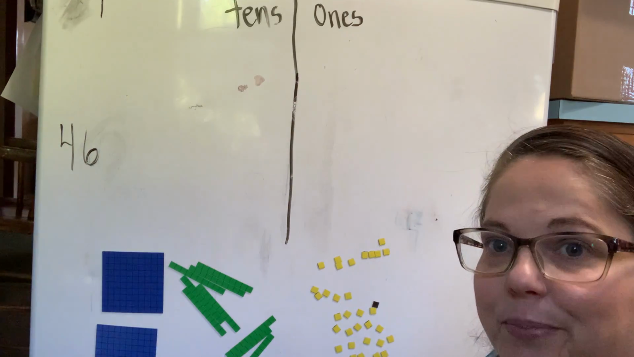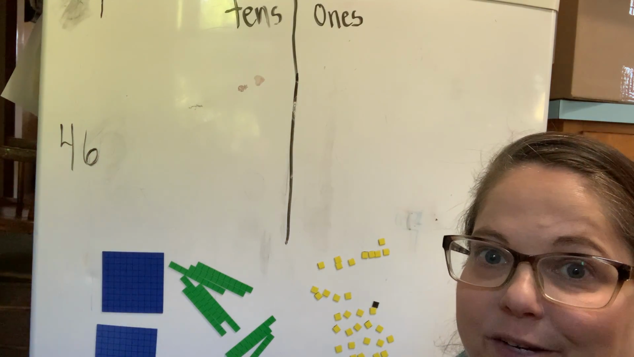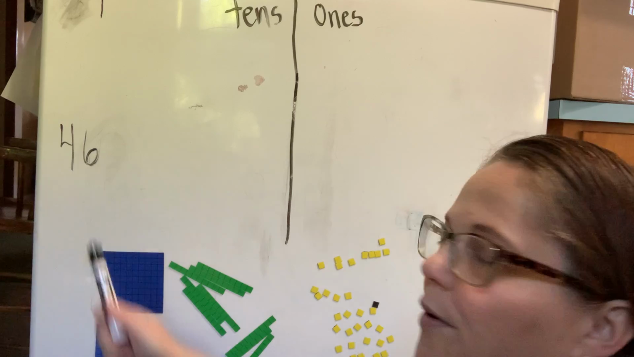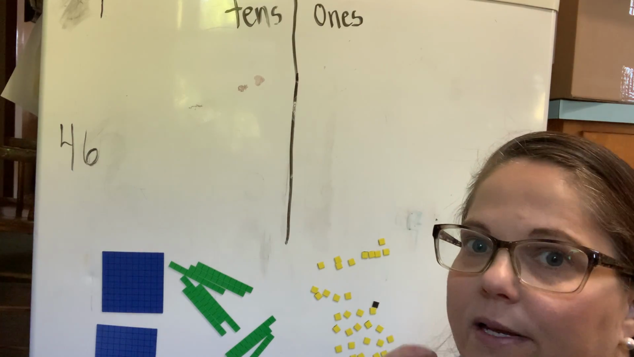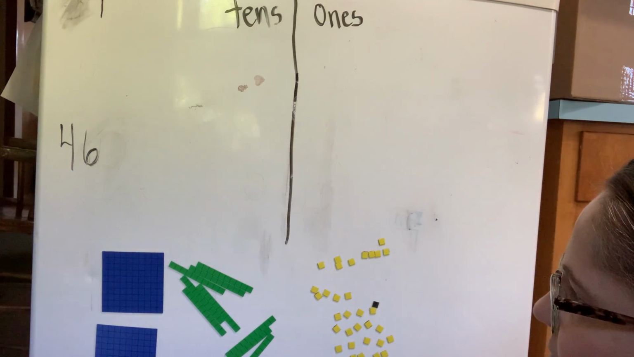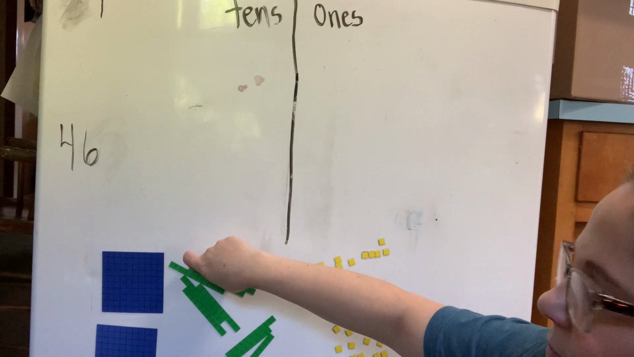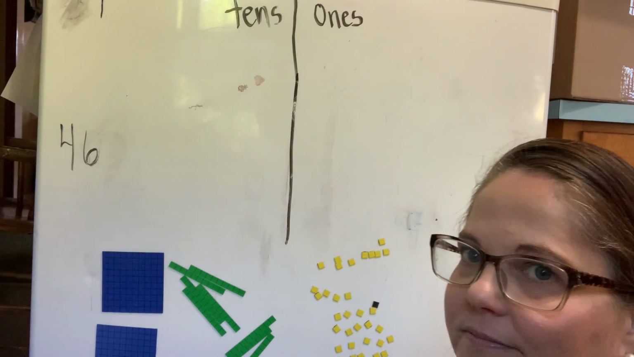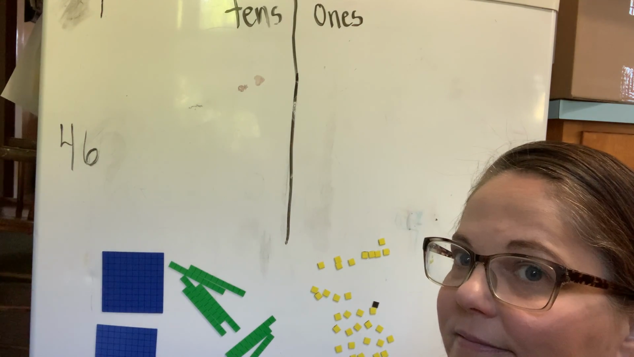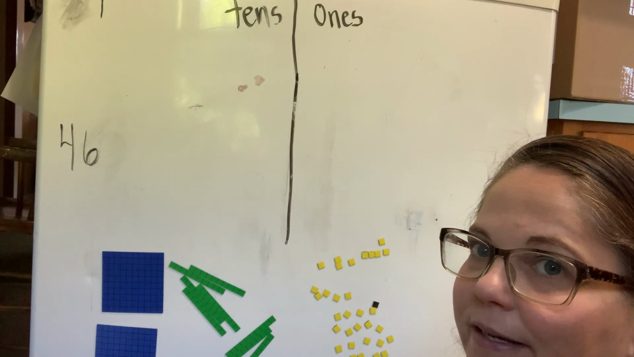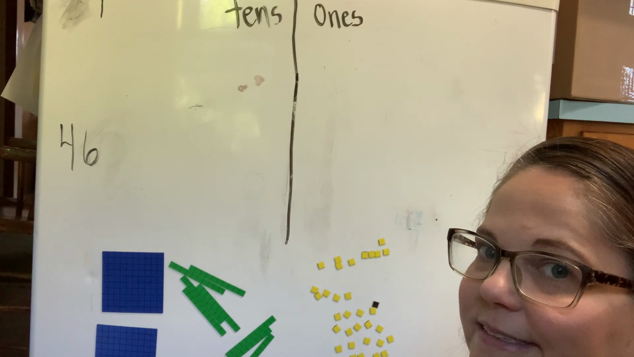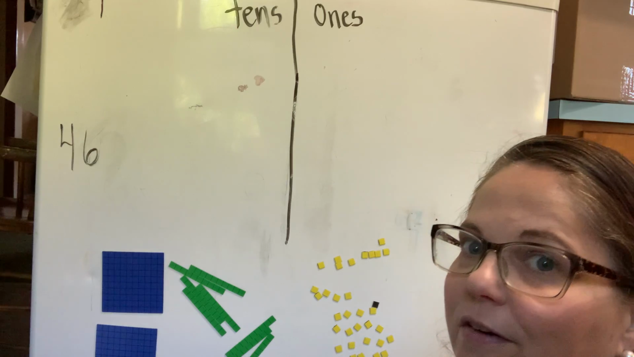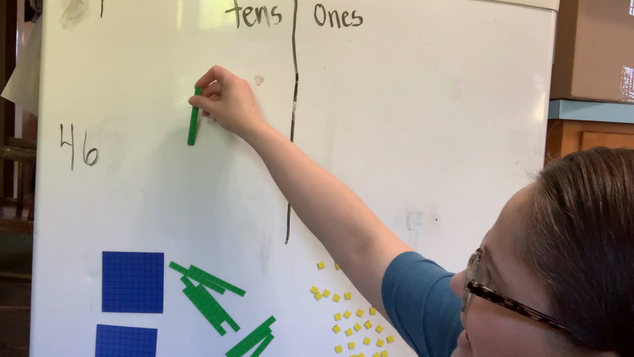You can practice building numbers using your die to make different numbers. So let's do 46. Can you build the number 46? You might want to pause this. And then when you're ready, you can watch me. Okay, here we go. I'm going to build 46.